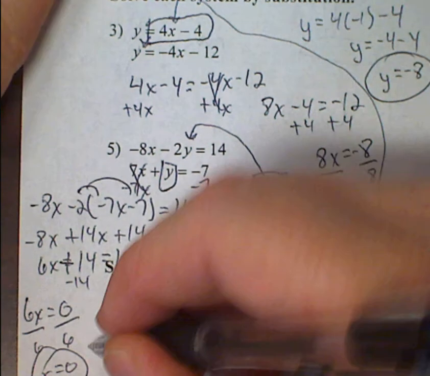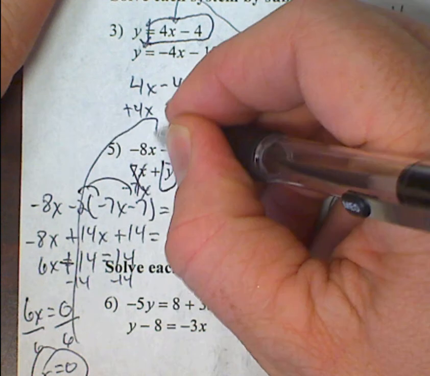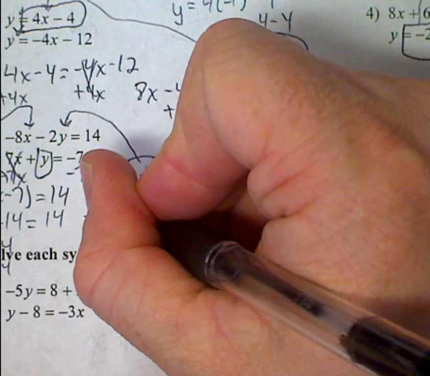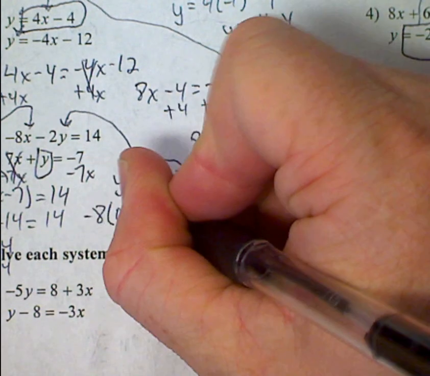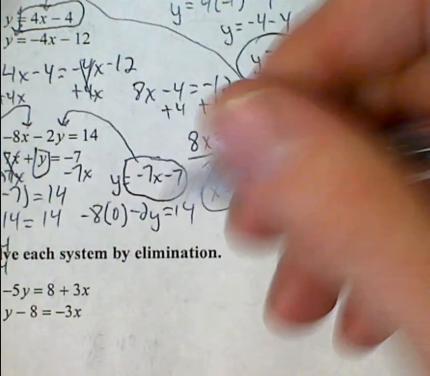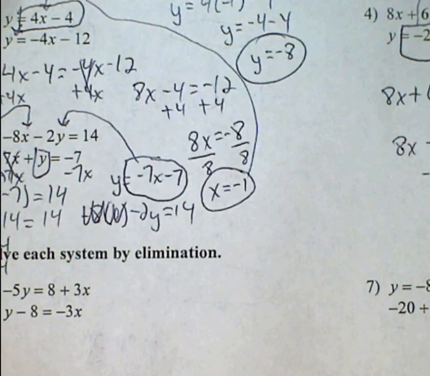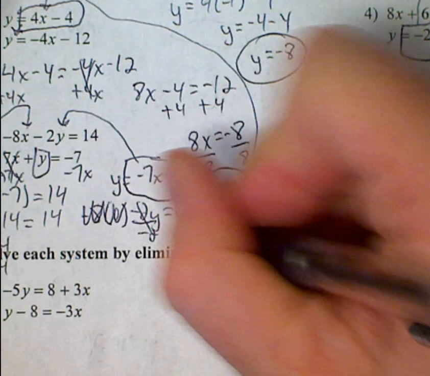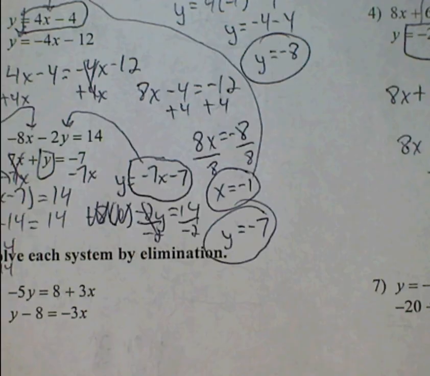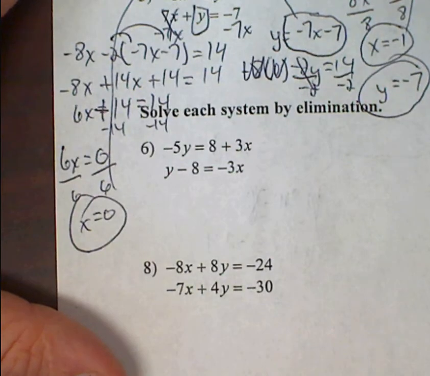I'm going to take my x equals 0 and I'm going to plug it back into my original equation. So that gives me negative 8 times 0 minus 2y equals 14. Negative 8 times 0 is 0, so that goes away. If I divide by negative 2, I get y equals negative 7. Next problem.